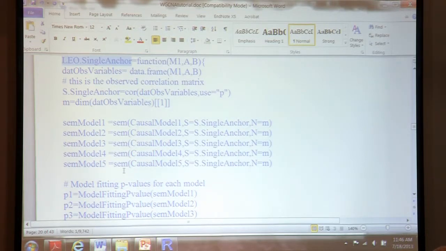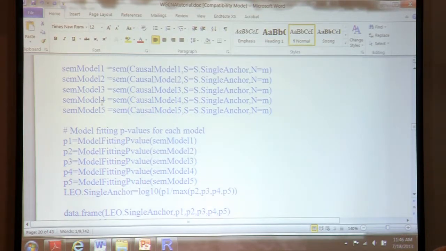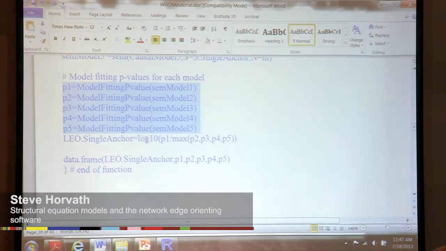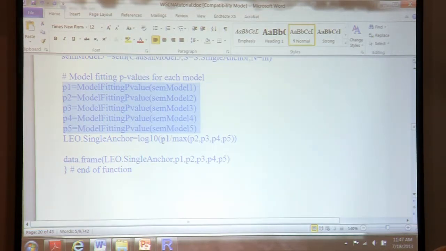So this R function calculates these 5 different model p-values and ultimately defines the Leo score in the fashion that I described. It takes the log with base 10 of the ratio of these p-values. And so again, the purpose is to allow the data analyst to quickly prioritize thousands of causal models, right?